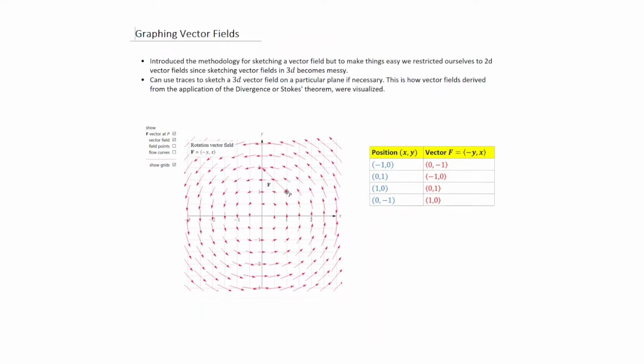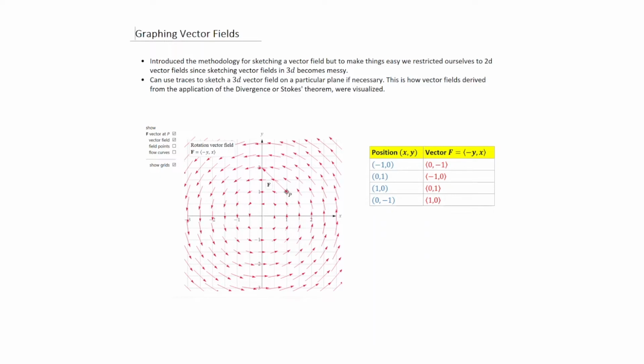All right, so the first thing we did was to look at basically the graphing of vector fields. So we introduced a methodology for sketching a field, but to make things easy, we restricted ourselves to 2D because at least you can visually see things. With 3D, the diagram would become a little bit too messy. We also found that we can use traces to sketch a 3D vector field on a particular plane if necessary. This is how vector fields derived from the application of the divergence or Stokes theorem were visualized. So we made very heavy use of traces when we were looking at applications of the divergence or Stokes theorem.